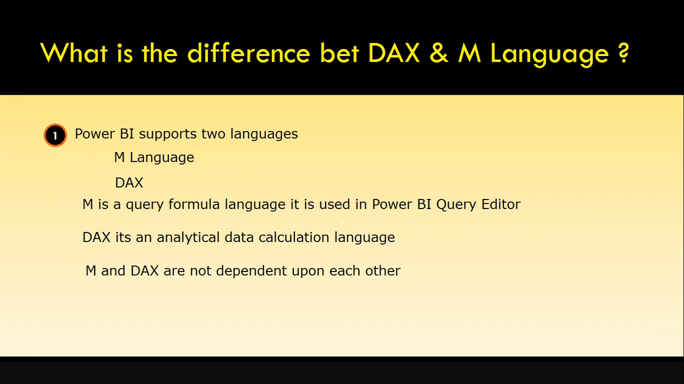But the mashup language, or M language, is different from DAX, and these two cannot work together. You cannot use these two functions together. M is different, DAX is different. The M script or query can be used only in the Power BI query editor, whereas DAX is an analytical data calculation engine. M and DAX are not dependent on each other; they are independent of each other.